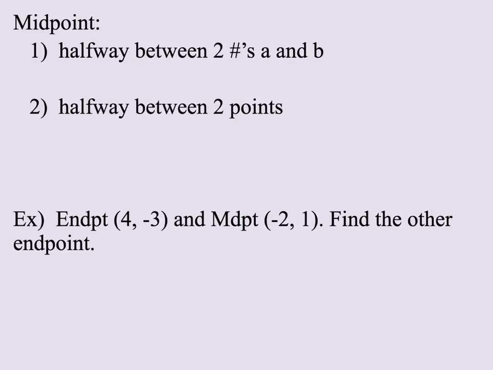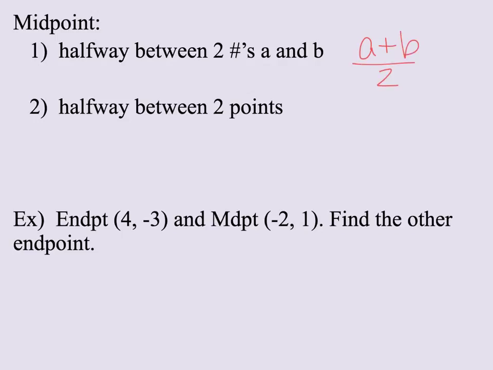Alright, now let's review midpoint. If we're finding the midpoint of just two numbers, so I'm just looking for the midpoint of 2 and 28, we need two numbers. What you're going to do is add the two numbers and divide by 2. You're finding the average of the two numbers.